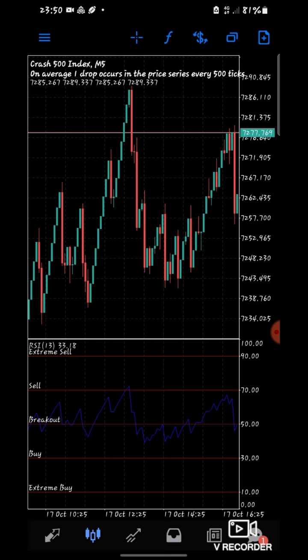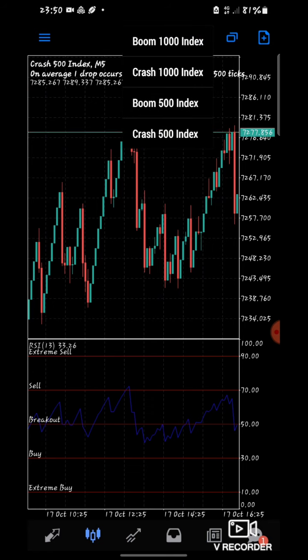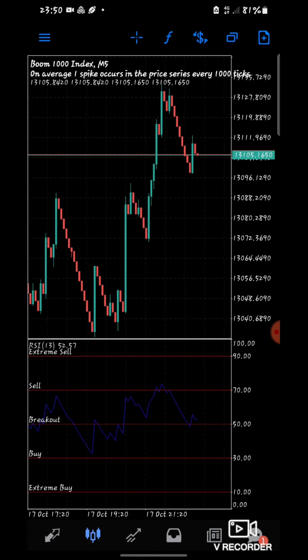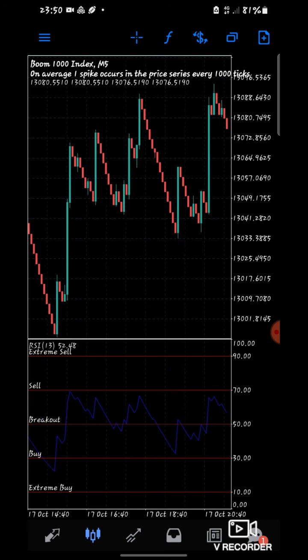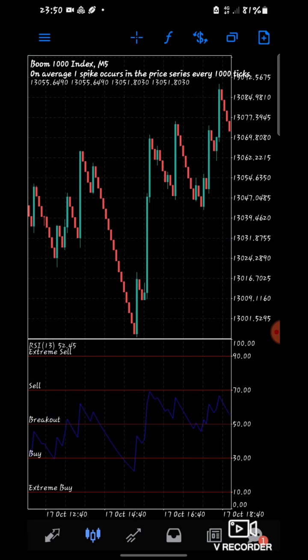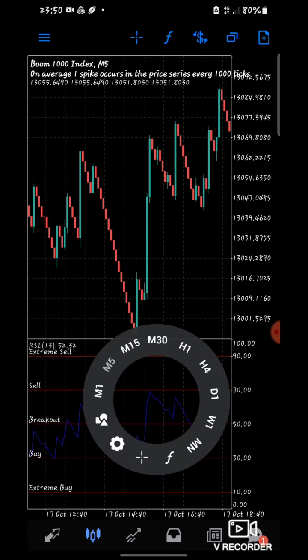All right, that is it for crash market. So let's just check the boom market for the same entries. Let's just use boom 1000 as a case study. So coming to boom, the reverse will now be the case. Right now we're going to be looking at the RSI touching the line 30 to signal a buy entry, for us to catch the bullish spikes in boom markets.